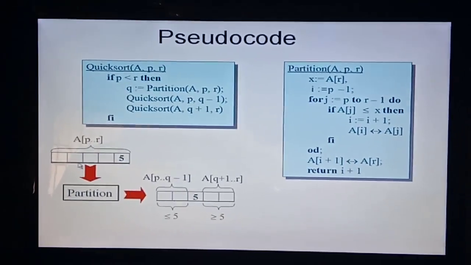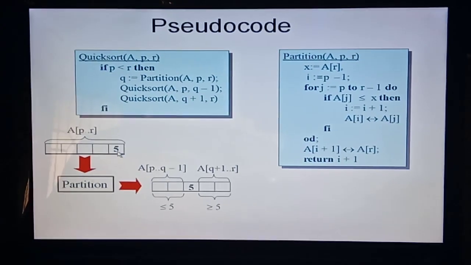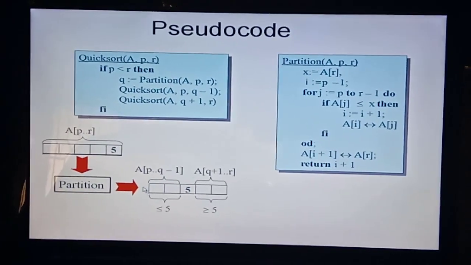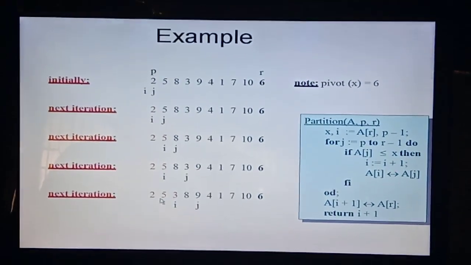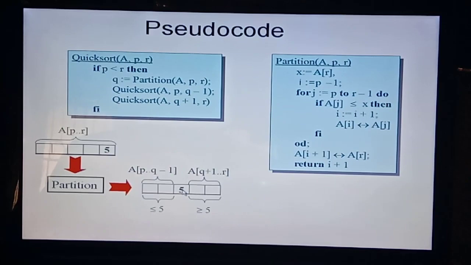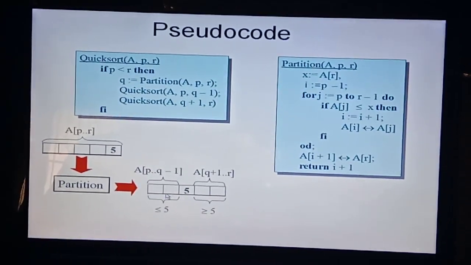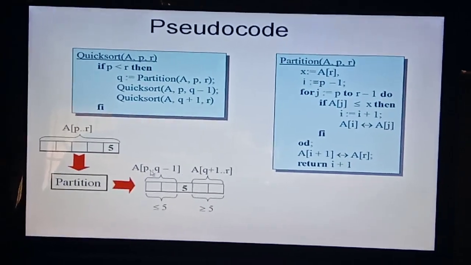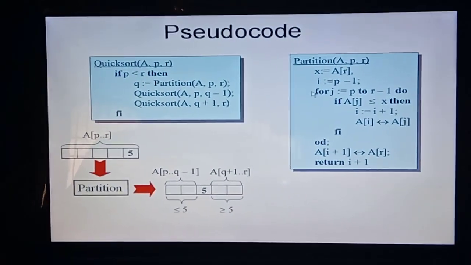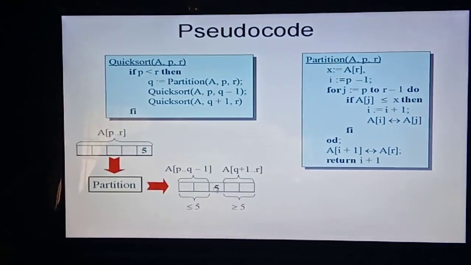So here, for example, there are 5 elements, the maximum, that is R, is 5. Partition is performed in this manner: 5 comes from the end position to the middle after the first iteration. The elements left of 5 are P to Q minus 1 and right of 5 are Q plus 1 to R. These are performed after implementing partition.